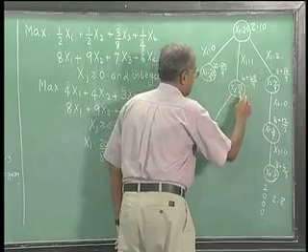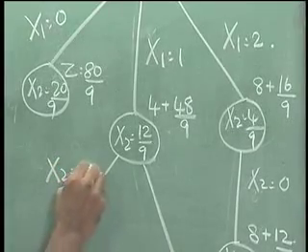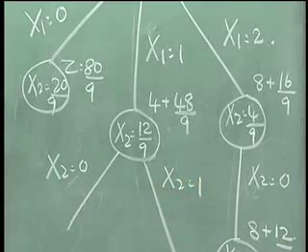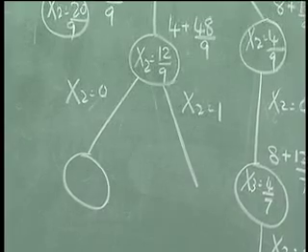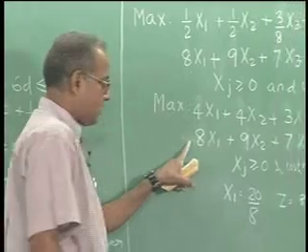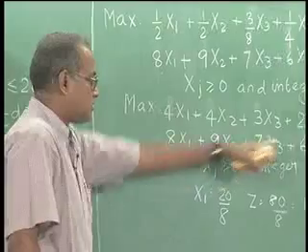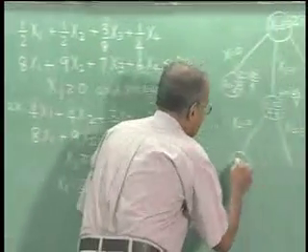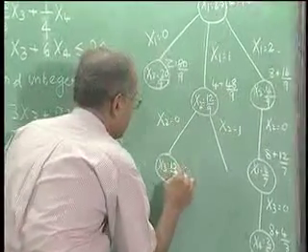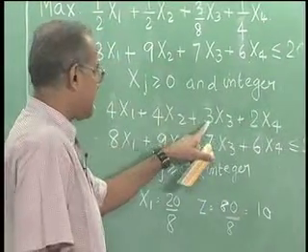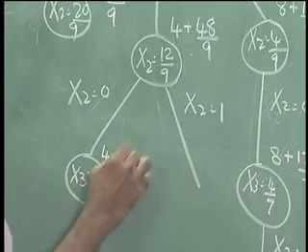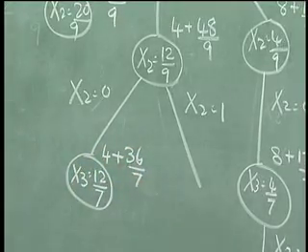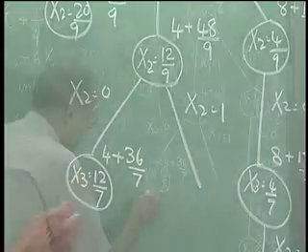So this is 12 by 9. So you branch off with x2 equal to 0 and x2 equal to 1. So when you branch with x2 equal to 0, you get this is 1. So this is 0. So 12 units are available. x3 equal to 12 by 7. Z is 36 by 7 plus 4. So, 4 plus 36 by 7, which is again 9 plus something. So, 9 is possible.